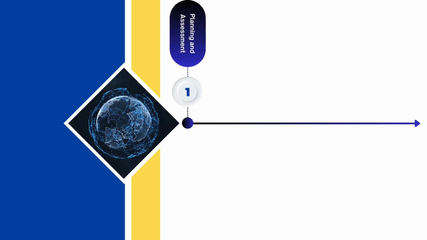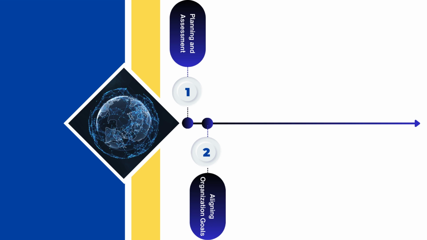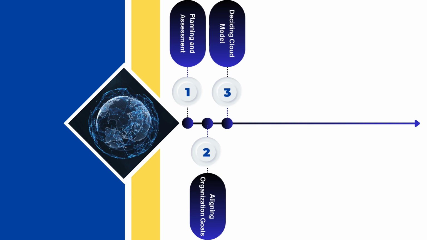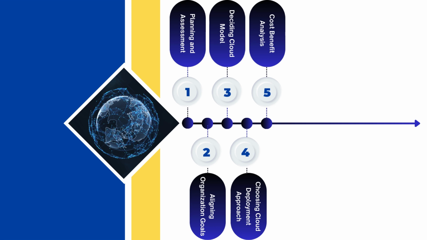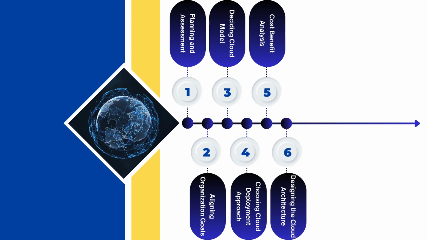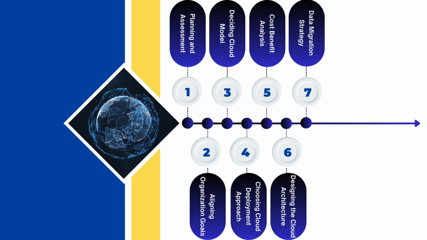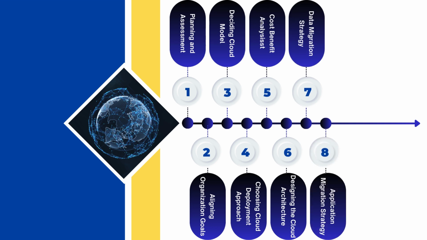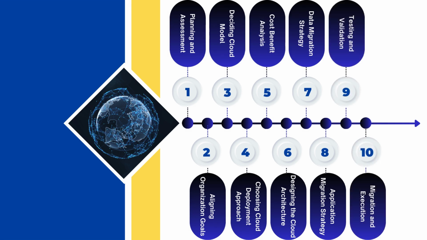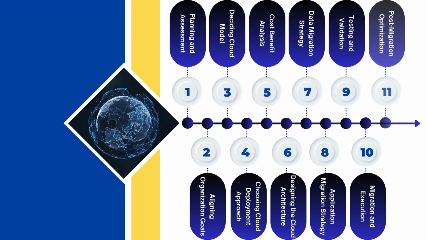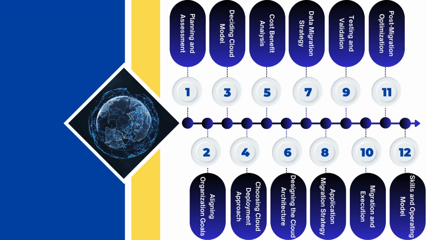1. Planning and assessment. 2. Aligning with organizational goals and strategy. 3. Deciding on cloud model. 4. Choosing cloud deployment approach, private, public, hybrid, multi-cloud. 5. Cost-benefit analysis. 6. Designing the cloud architecture. 7. Data migration strategy. 8. Application migration strategy. 9. Testing and validation. 10. Execution and migration. 11. Post-migration optimization. 12. Skills and operating model.